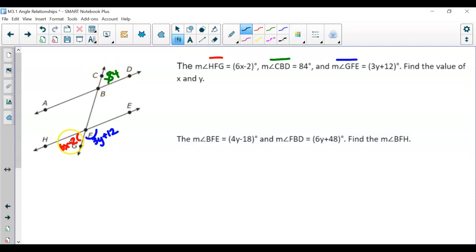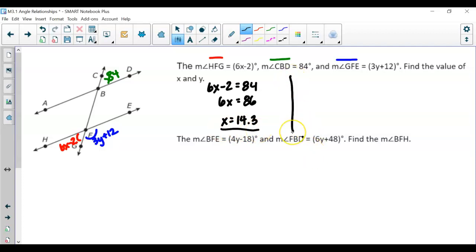Well, starting with x, notice what's their relationship? Alternate exterior, meaning they are congruent, equal to each other. So 6x minus 2 is equal to 84. Now we're just solving for x. Adding the 2, you get 6x is equal to 86. Then just divide by 6, and we'll get a decimal, so we'll just leave it at 14.3 because it was 14.3 repeating.